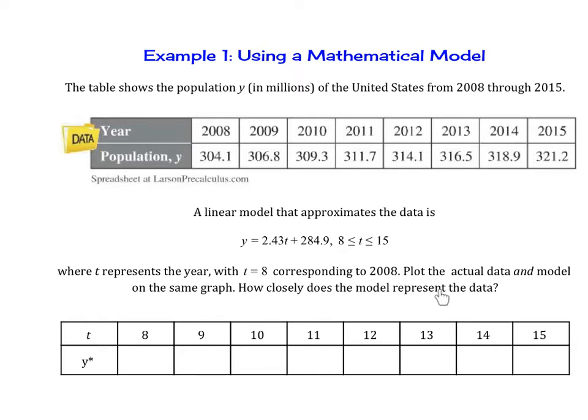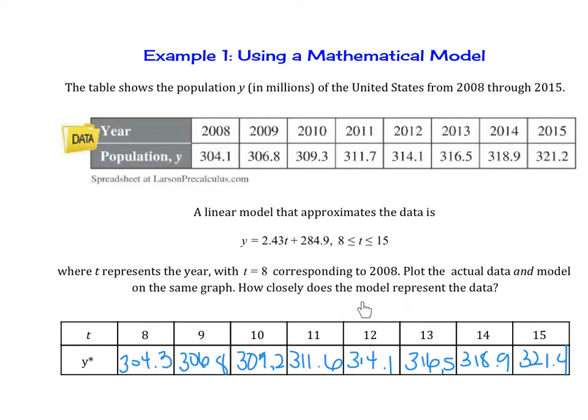So if you plug in 8 into this equation, and you plug in each and every one in order to get the points, what we would get is, for 2008, 304.3. 2009, we get 306.8. For 2010, we get 309.2. 2011, we get 311.6. 2012, we get 314.1. 13, we get 316.5. And 14, we get 318.9. And 15, we get 321.4.